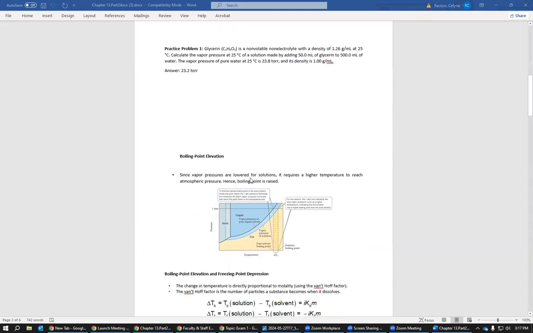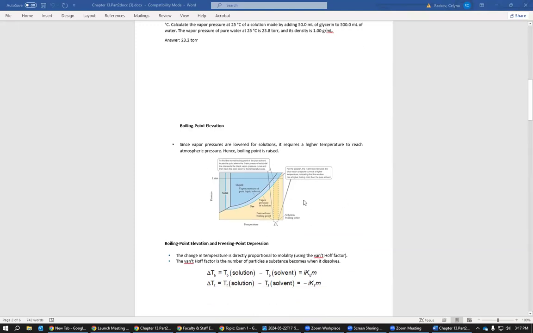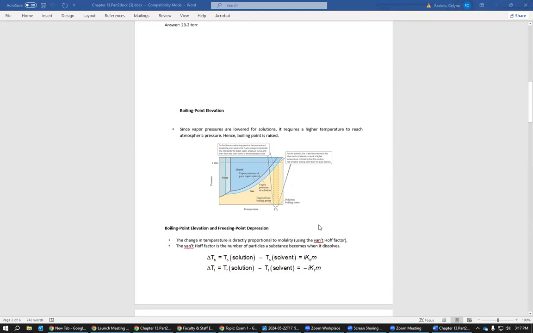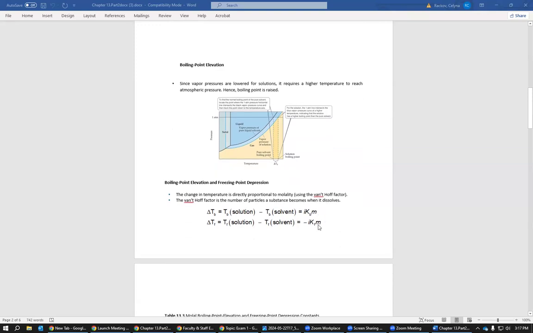Okay. So now about the boiling point elevation. Since the vapor pressures are lowered for solutions, it requires a higher temperature to reach the atmospheric pressure. So if you add a solute in the solvent, the boiling point will be higher. And to calculate the new boiling point, we're going to have this equation. And the second one is to calculate the new freezing point.